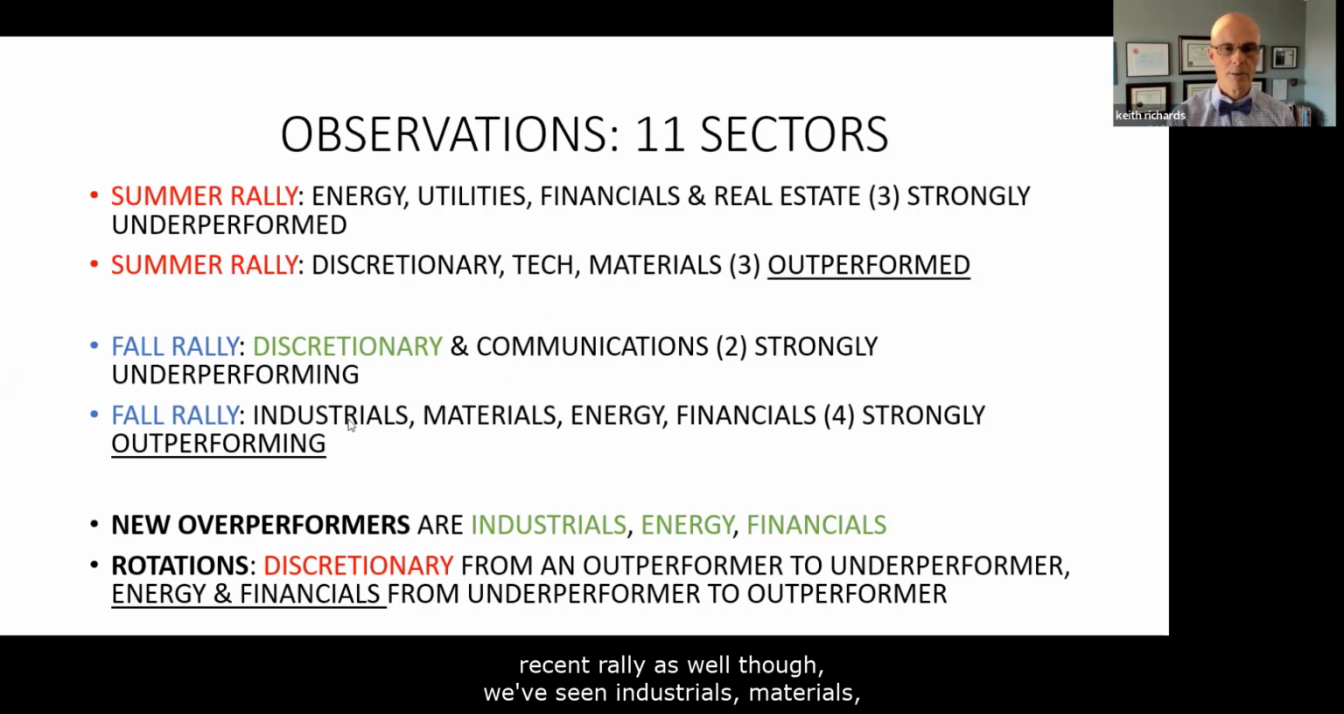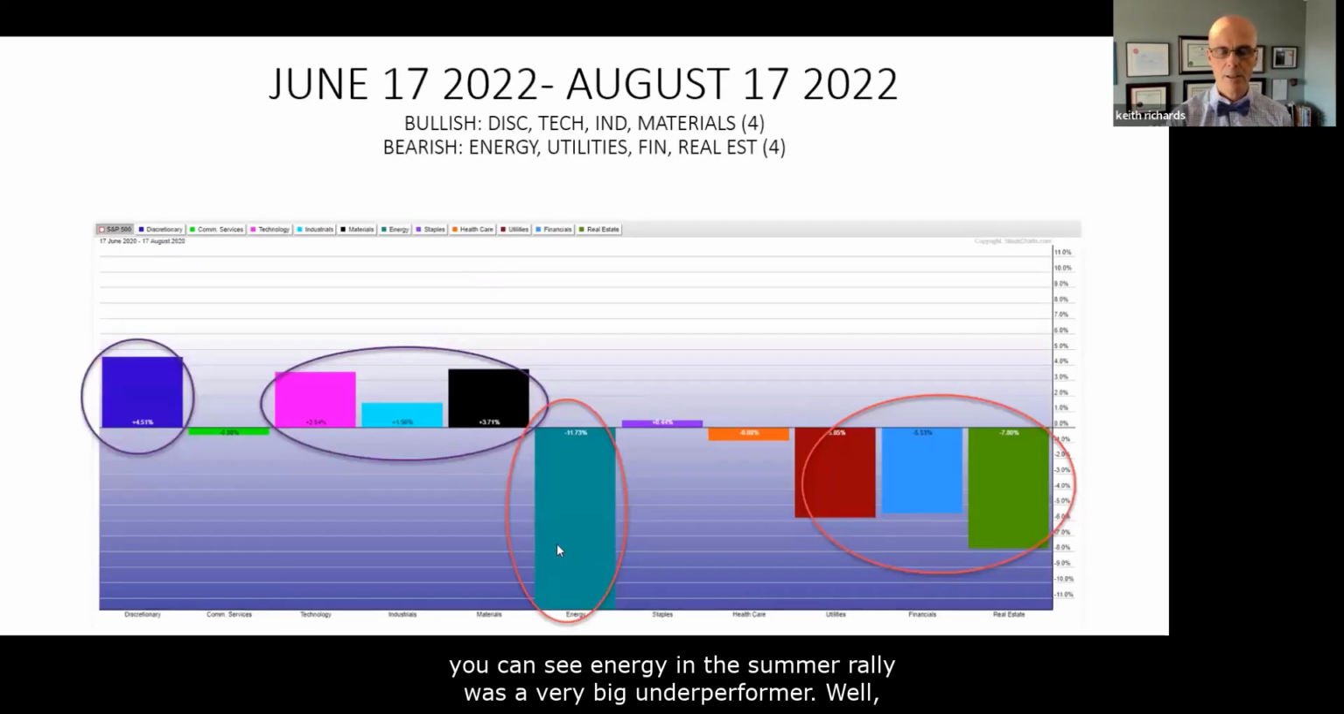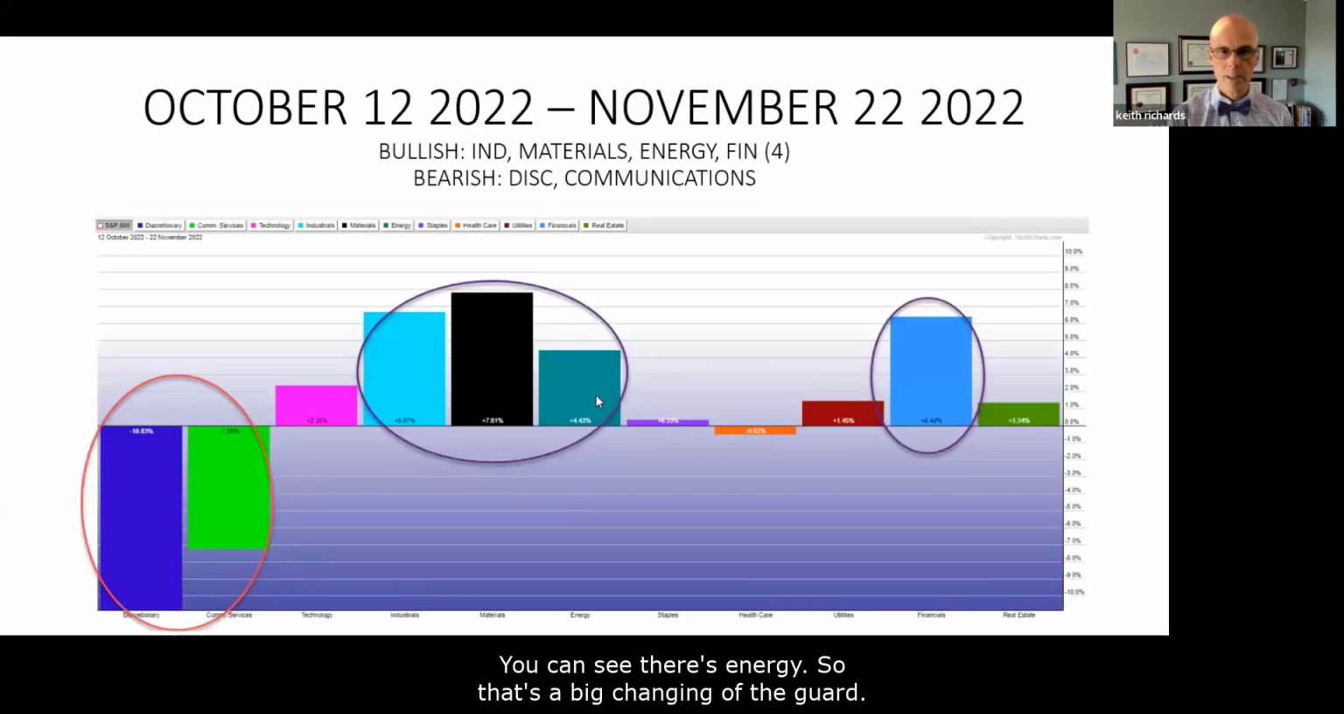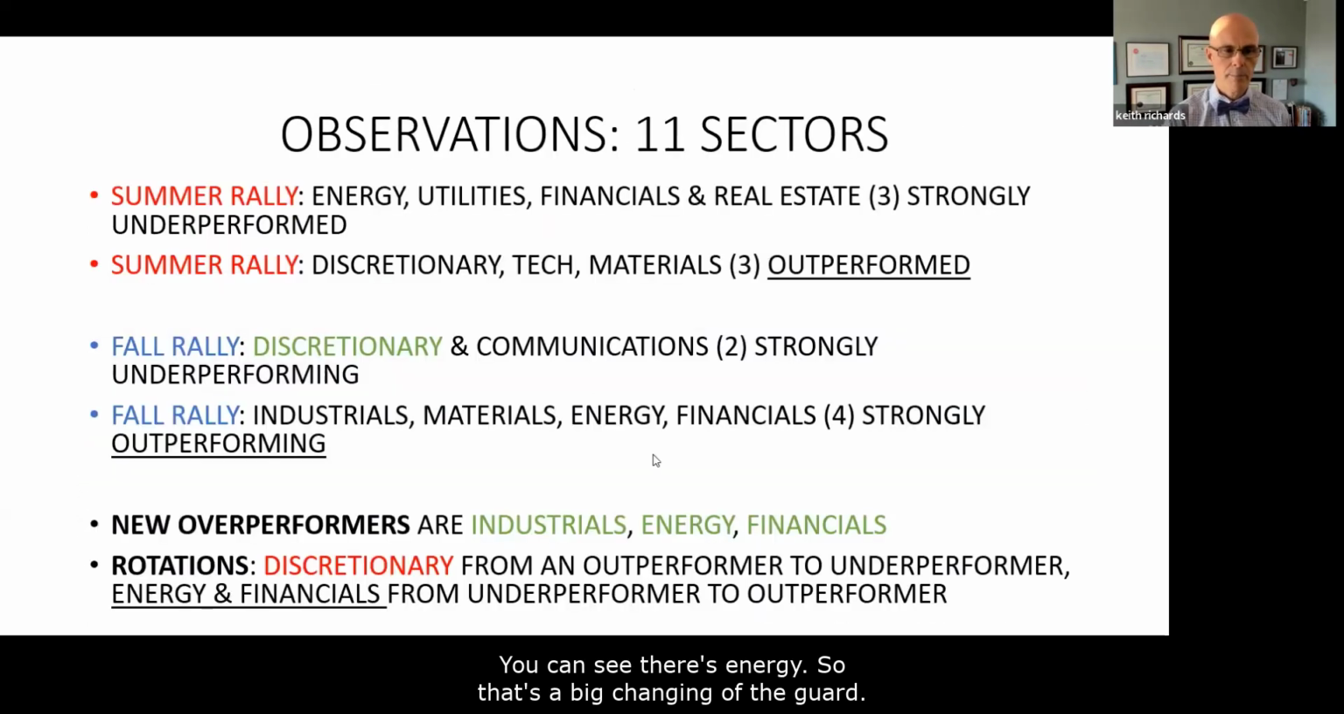Now, in the recent rally as well, we've seen industrials, materials, energy, and financials moving well. So the new outperformers, the ones that were not outperforming during the summer rally, which were discretionary, tech and materials, are industrials, energy, and financials. And in fact, if we go back, you can see energy in the summer rally was a very big underperformer. Funny enough, energy is actually an outperformer right now. Okay, you can see there's energy. So that's a big changing of the guard. All right, so the new outperformers are industrials, energy, and financials.